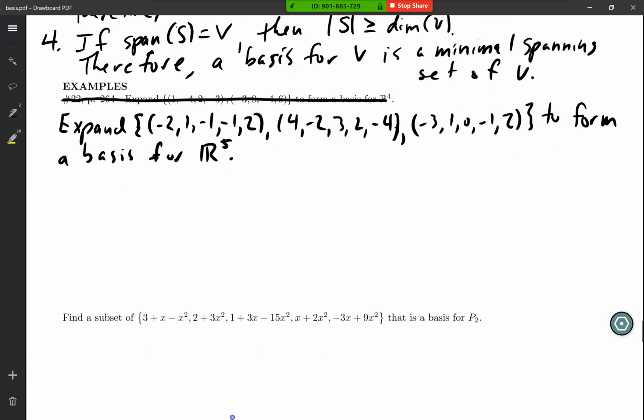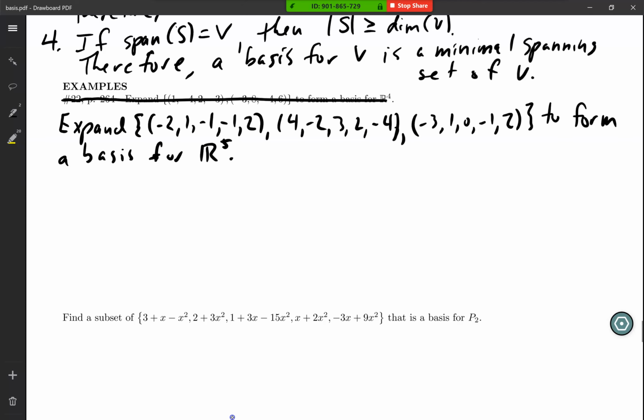Let's look at this first example. I had typed in number 22 on page 264 and then realized I gave that to you as homework, so let's change it up and do a different one. This one wants us to expand the vector negative 2, 1, negative 2, 1, negative 1, negative 1, 2, and then the other vectors to form a basis for R5.